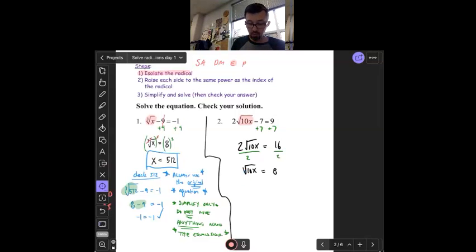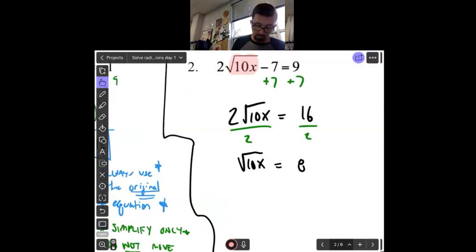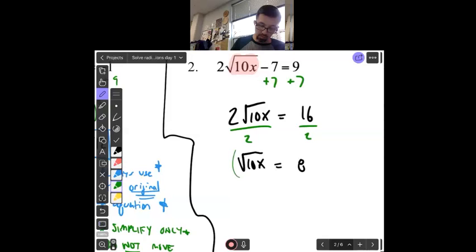Okay. Well, what's my index here? What number's right there? Yeah, 2, right? So if my index is 2, I would raise it to the 2 power, right? It's a square root, so I would square both sides. Let the language talk to you, right? It's a square root, so you need to be squaring.